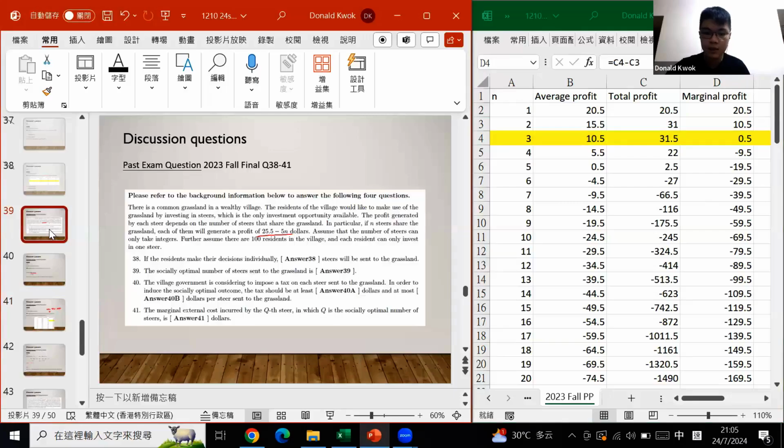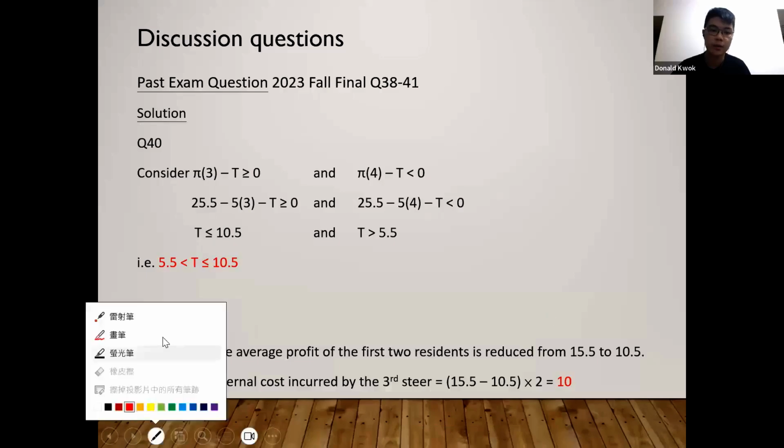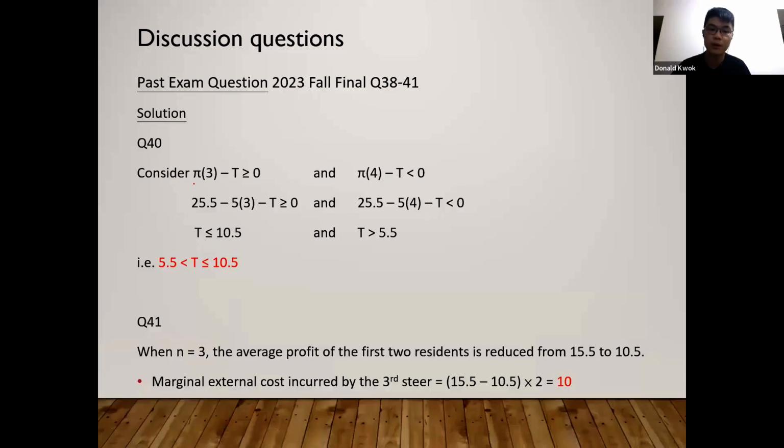And for question 40, if the government is going to impose a tax on the steers, what will be the range of values of the tax such that the social optimal outcome can be attained? Again, we want the profit of each resident net of the tax for the third steer to be greater than or equal to 0 to attain the socially optimal number. But because the optimal n is 3 but not 4, we want the profit of the fourth steer net of the tax to be less than 0, such that the fourth resident will not invest in steer. So this is the second inequality.